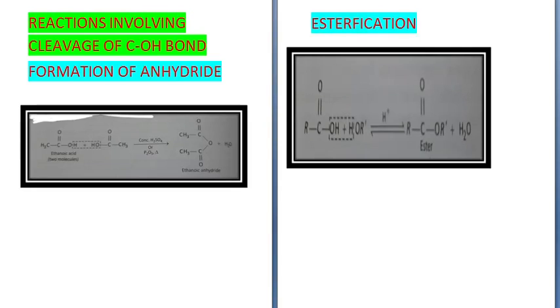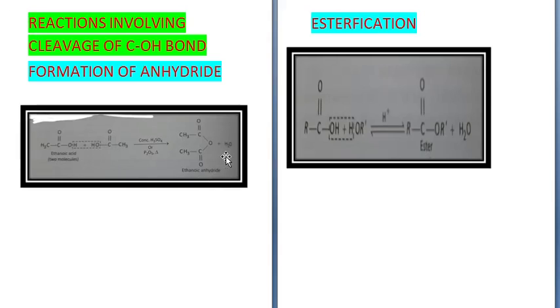Now next is reaction involving cleavage of carbon and hydroxyl bond, C-OH bond. In this, first is formation of anhydride. When two molecules of ethanoic acid combine in presence of concentrated H2SO4 or phosphorus pentoxide P2O5, and heating is done, they give anhydride, ethanoic anhydride. See, from the first molecule hydrogen is removed and from the second molecule OH is removed, and you get CH3COOCOCH3, that is ethanoic anhydride plus water.